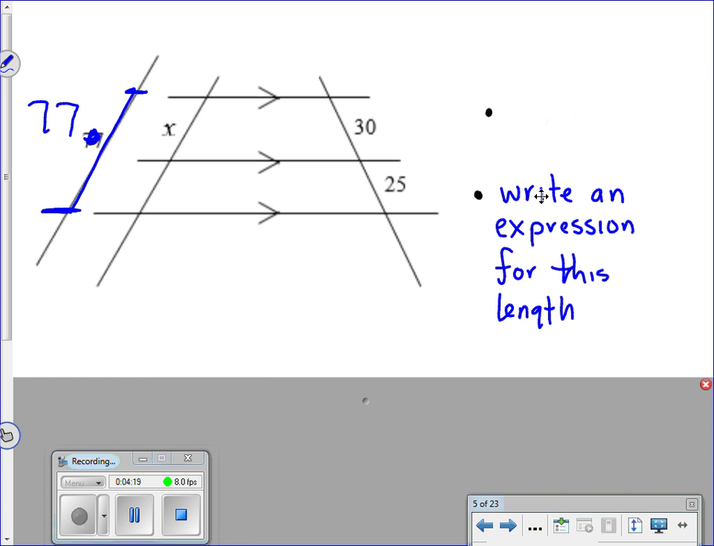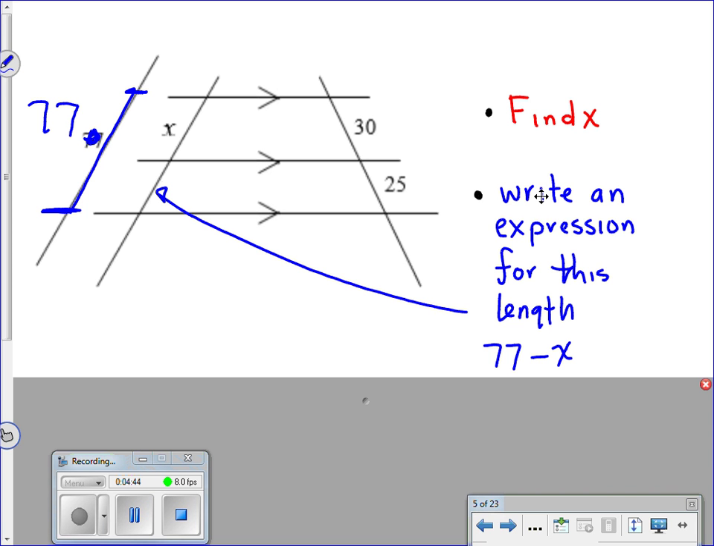Okay, I certainly asked you to write an expression for this segment right here, this length. I'm just going to go ahead and take care of that right now. This is what I would know. I could take that entire length, 77, which is the 2 segments, and subtract away X. This would be a decent expression for that segment. Okay, what's the other question? Well, hopefully it's find X.